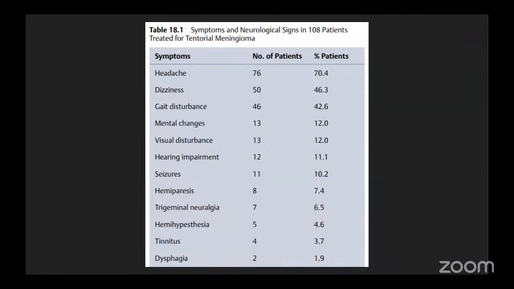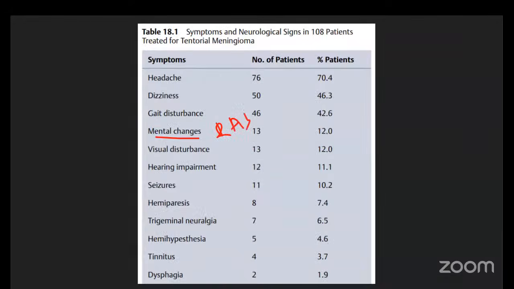Why? Because if there is compression on the midbrain, the RAS, the reticular activating system, is going to get compressed. That is going to lead to altered level of consciousness. Visual disturbance can be there. Hearing impairment can be there due to cranial nerve eighth involvement in the CP angle. Why seizures? If it is supratentorial, then the temporal lobe involvement. Yes, hemiparesis. Why? Because the cerebral peduncle is there.